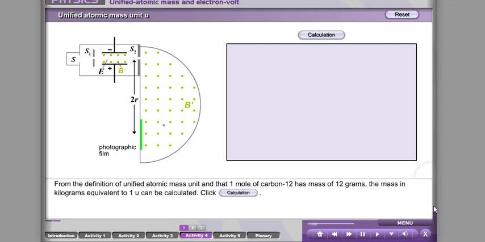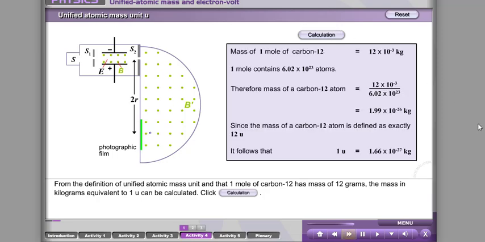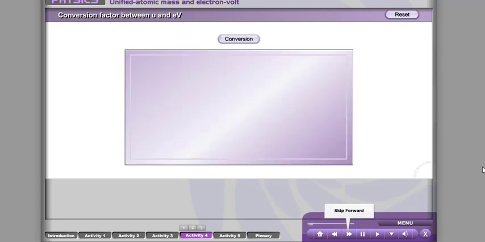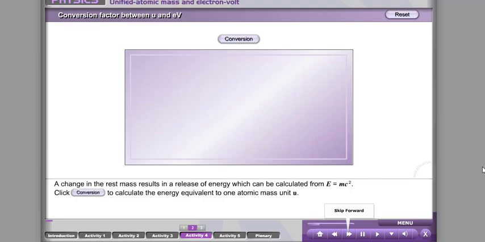From the definition of unified atomic mass unit and that 1 mole of carbon-12 has mass of 12 grams, the mass in kilograms equivalent to 1 U can be calculated. Click the calculation button. A change in the rest mass results in a release of energy which can be calculated from E equals mc squared. Click the conversion button to calculate the energy equivalent to 1 atomic mass unit U.